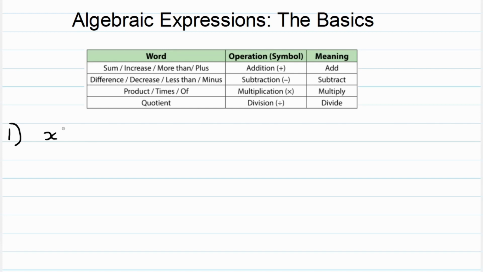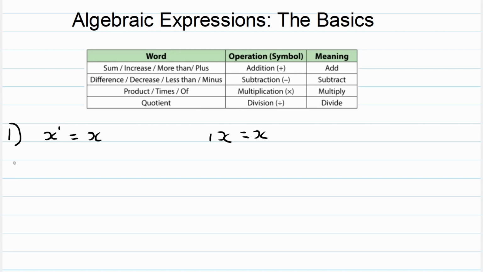The same with x to the power of 1. X to the power of 1 is just the same. It's equal to x. Remember, 1x is equal to x. We don't need to show that.